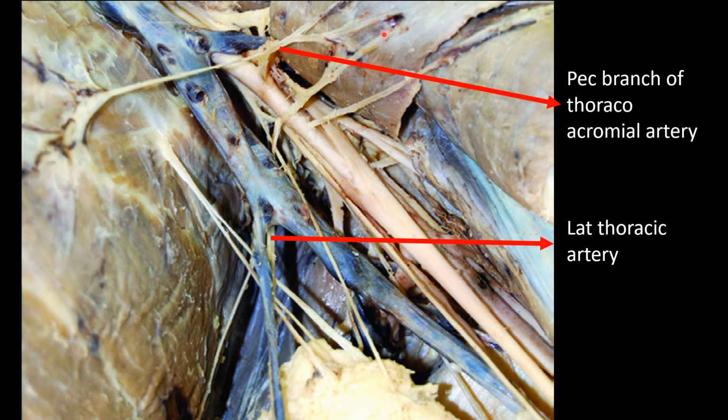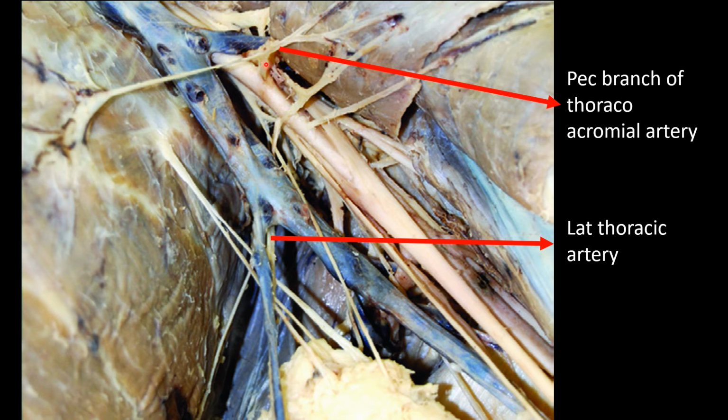So the deltoid branch, which I have shown you in the deltopectoral triangle, that class which is available in our YouTube channel, you can see that. In the deltopectoral triangle, we can identify the deltoid branch of thoracoacromial artery. So the acromial artery is running towards the acromion process, and the deltoid branch is running towards the deltoid muscle.